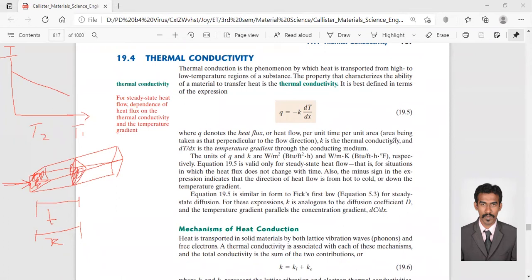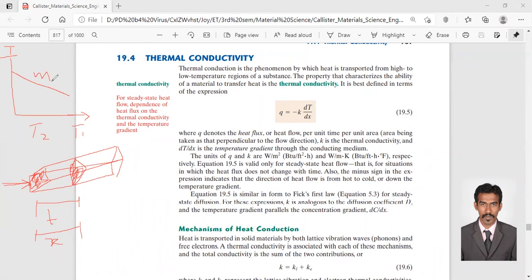k is the thermal conductivity, which is given in the table, and dT by dx is the temperature gradient through the conducting medium. So k is the thermal conductivity, that's fine. But why do we have this minus here? It is due to the graph. Usually heat will flux from the high temperature region to the low temperature region, right? Always heat will flow like that. So this is why we keep a minus, because the gradient of this graph is negative, right?